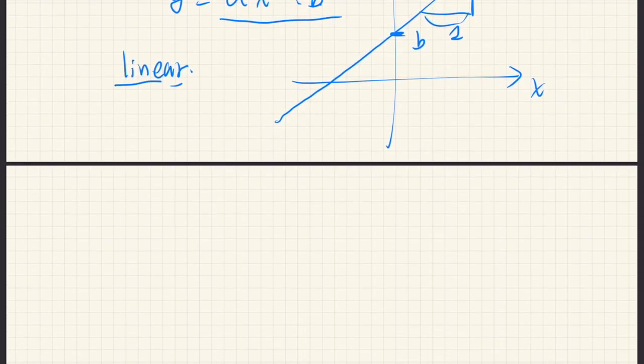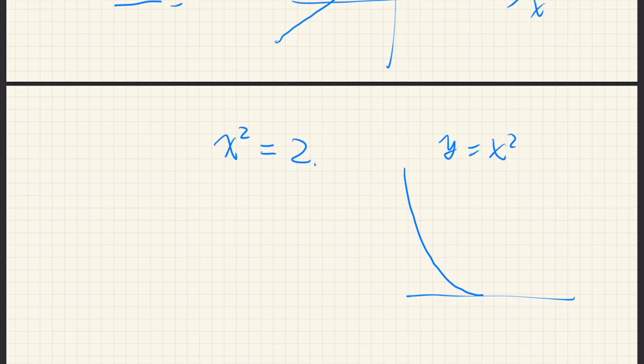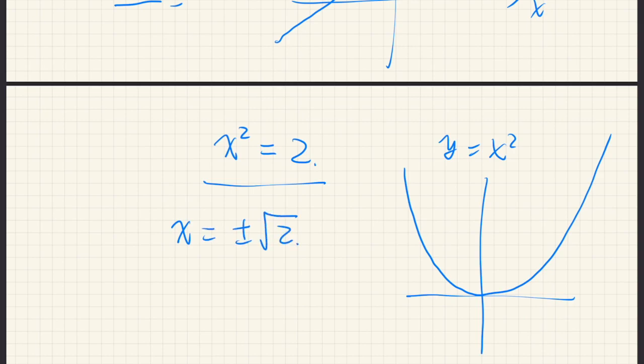Next, consider nonlinear equations. A simple nonlinear equation is something like x squared is equal to 2. Since we have x squared, if you plot the graph of y equal to x squared, it's not a line, it's a curve. So it's a nonlinear equation. So what's the solution of this equation? You can solve this by just taking the square root of both sides, and we have both negative and positive square roots, so x is equal to plus minus square root of 2.